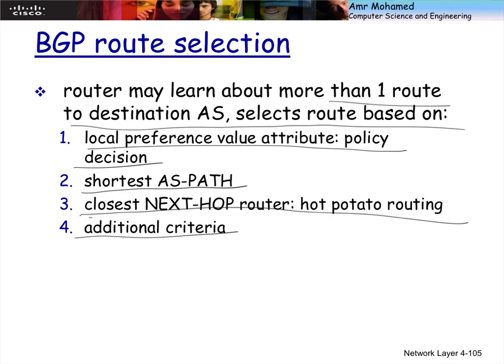Or if there is any additional criteria, let's say security. So there is an AS path which gets me to autonomous system X, and I know that this path, for example, has more security, or quality of service, some additional criteria other than these. Okay?